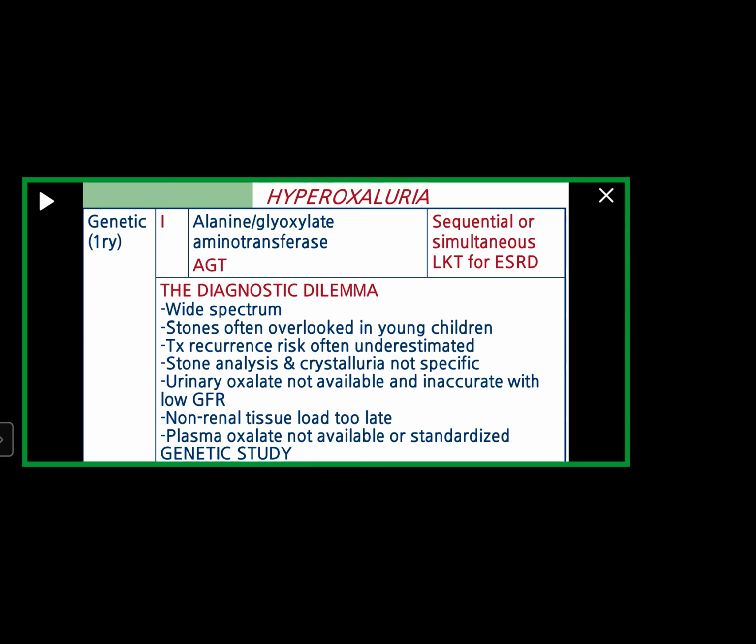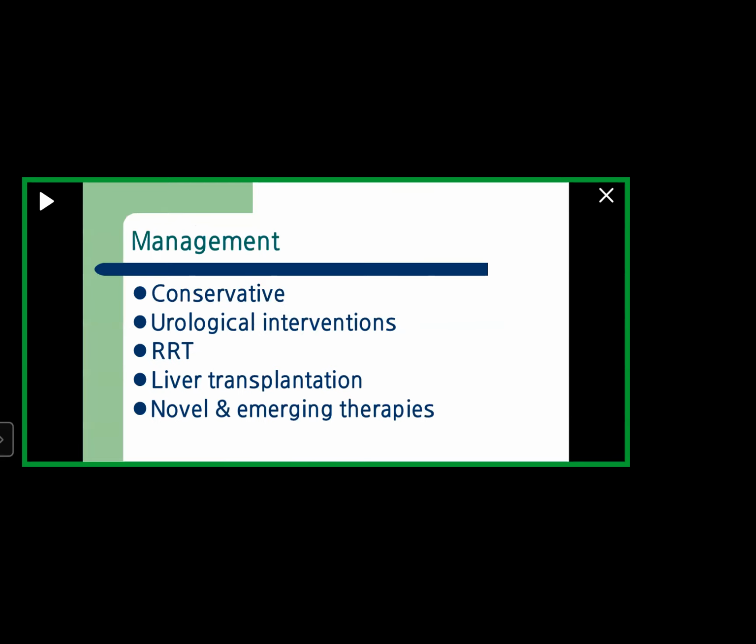Urinary oxalate is not available everywhere, and it's inaccurate with low GFR. Non-renal tissue load, if you're going to look for oxalate in the bone marrow or oxalate in the extrarenal tissues, that's too late to be of value, of course. And plasma oxalate is many times not available and not standardized. And all these favor the role of genetic study in the diagnosis of primary hyperoxaluria.